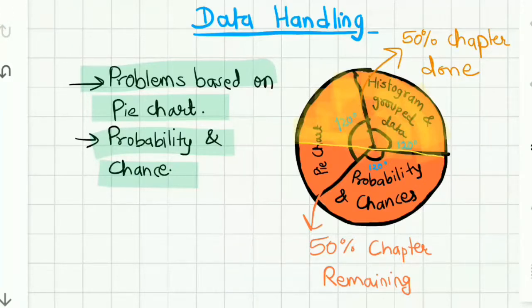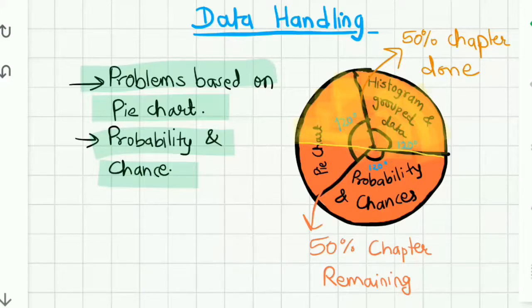Welcome back, students. We were on the chapter data handling. We have so far learned histogram and group data and pie chart reading and drawing. So if we need to represent what we have covered in a pie chart, we represent it like this. 50% of the chapter is done and 50% is remaining. Meaning, histogram, group data and problems based on it are completed. Pie chart, reading and drawing is completed.